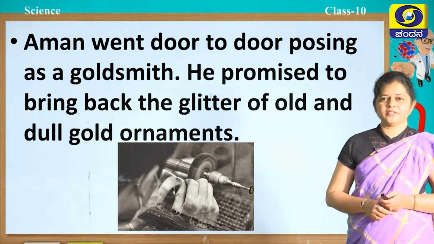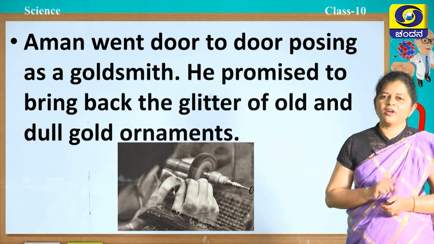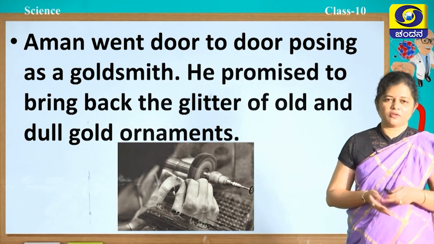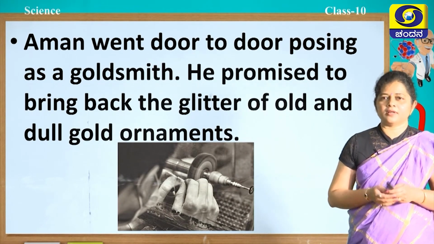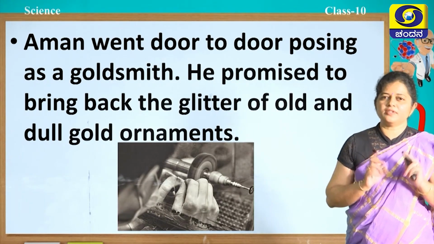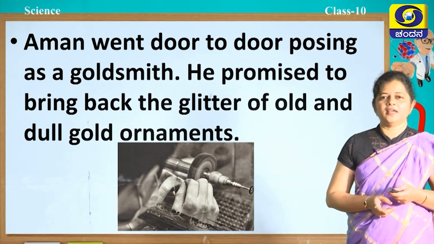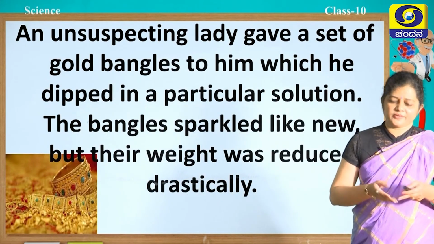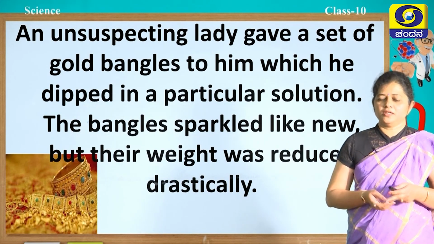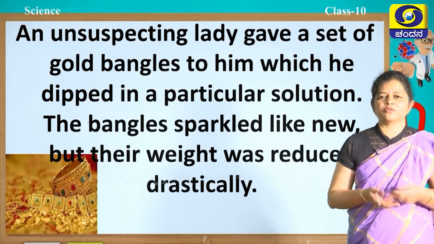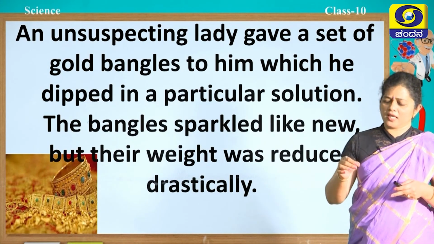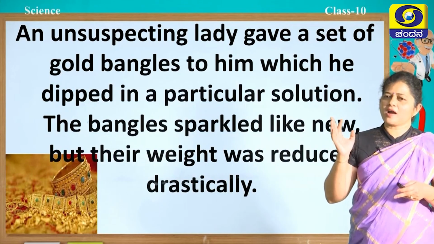There is one more question. There is a person called Aman who went door to door posing as a goldsmith. You know who is a goldsmith? Who makes ornaments, gold ornaments. He promised to bring back the glitter of old and dull gold ornaments. So, he was just going door to door. There was an unsuspecting lady, who gave a set of bangles, gold bangles to him, which he dipped in a particular solution. And when he took it out, it sparkled like new.